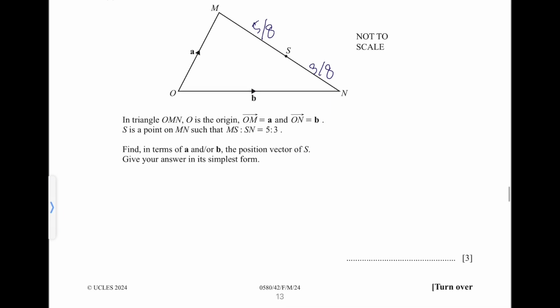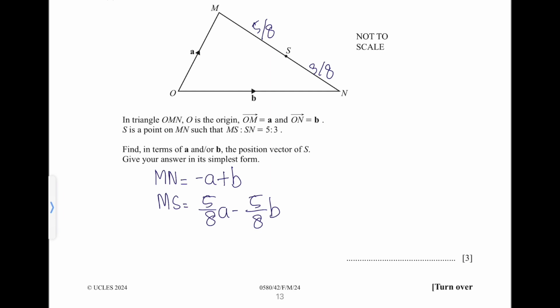Then they're asking us what is the position vector of S. It's only 3 more marks, it's going to be easy. Now what is the vector MN? To go from M to N, you would go negative a plus b. Now if you want to go from M to S, it would be 5 by 8 of negative a plus 5 by 8 of b. So we have got MS.